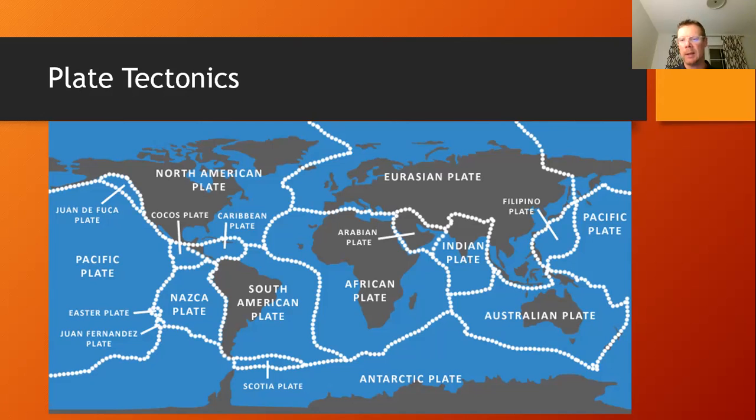The Filipino Plate borders the Eurasian and the Pacific Plate, the Australian, Indian, the Arabian Plate. Then we have the Antarctic and Scotian Plate on the bottom of our planet.